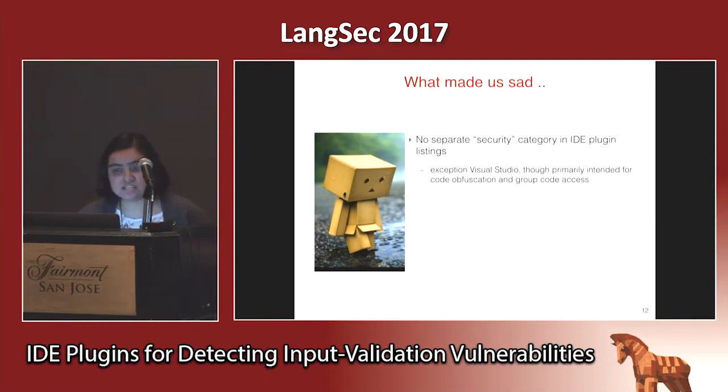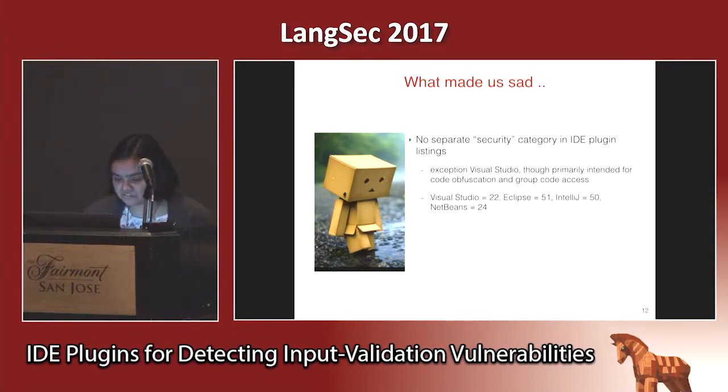The exception is Visual Studio. They have a security category, but most of the plugins in that category are primarily for code obfuscation and group code access. And it is not that Visual Studio has a lot of categories compared to others. Visual Studio has only 22 categories, compared to Eclipse with 51, IntelliJ with 50, and NetBeans with 24, but none of them were specific to security tools.